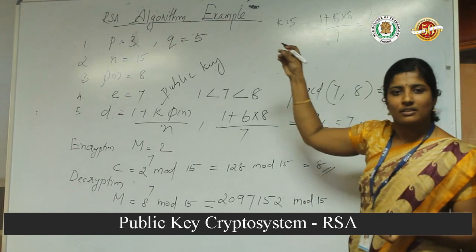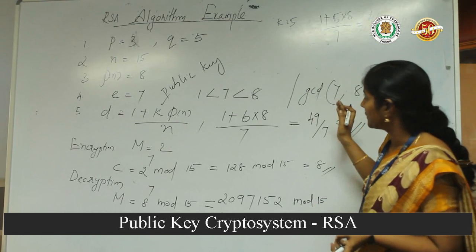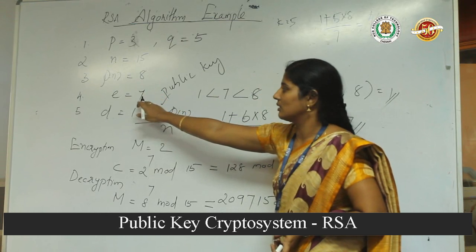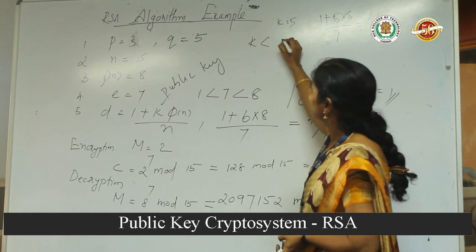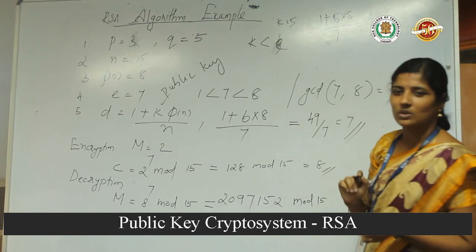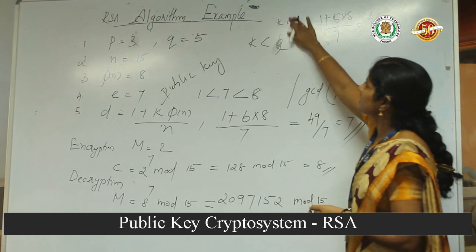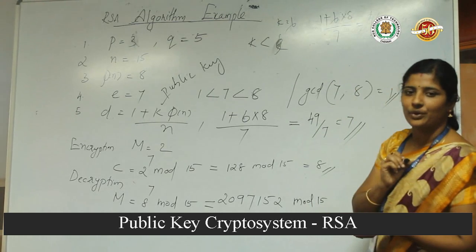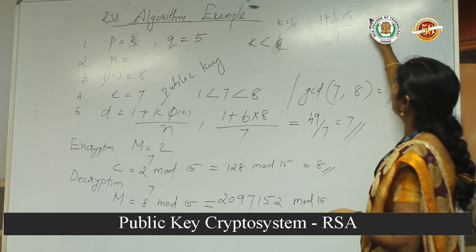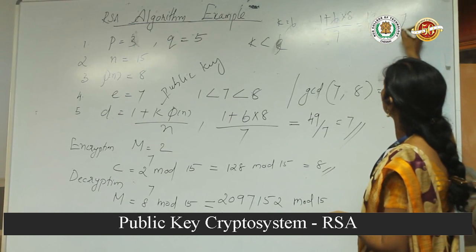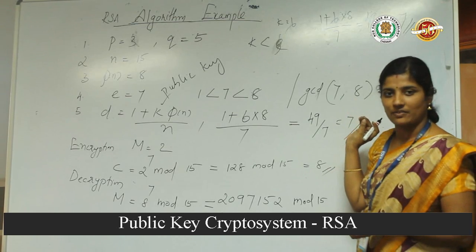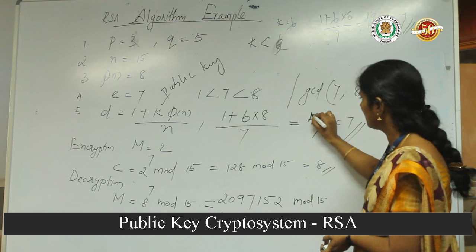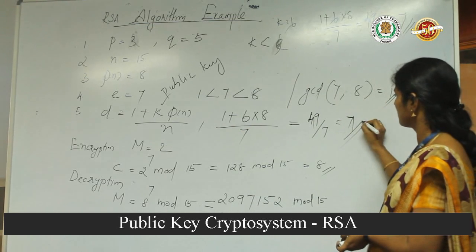So we can extend this. We can give k values up to the range where k should be less than E. Up to this we can give the k value. So next I am giving k equal to 6. Now 6 into 8 gives 48. 48 plus 1 is 49. So 49 by 7 you will get 7. So now we reach an integer value, so we can stop the iteration. So you will get the D value as 49 by 7, that is 7.